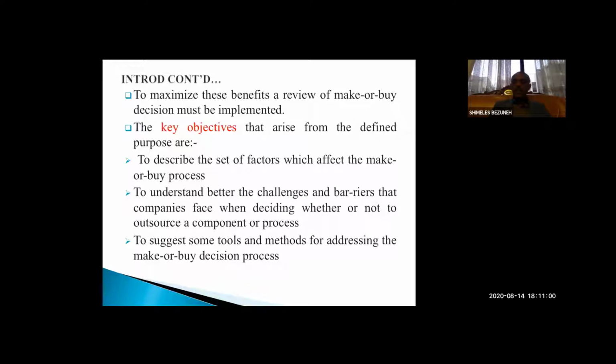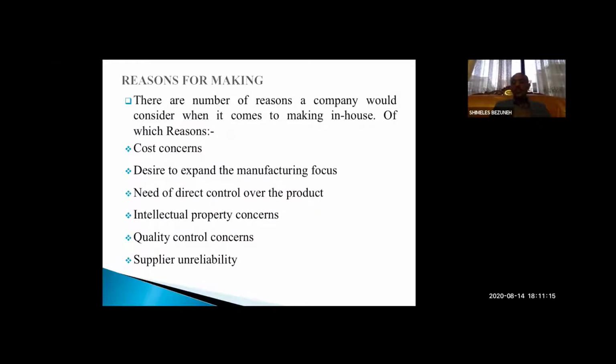And the last, to suggest some tools and methods for addressing the make or buy decision. We should have a module. We should identify what are the tools which help me to arrive at these decisions, either to make or buy. So if you see in the introduction part, in general, what are the make or buy decisions? So let us see the reasons.